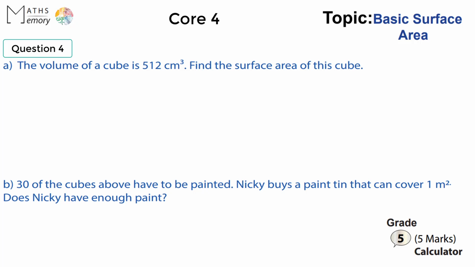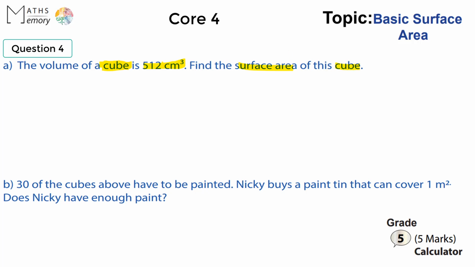Okay. Basic surface area. Press pause, write parts A and B down on a piece of paper. Let's try to attempt this question all about cubes, and press play when you're done. Let's read the question over here. The volume of the cube, which has the same dimensions, height, width, and depth, is 512 centimeters cubed. Find the surface area of this cube.